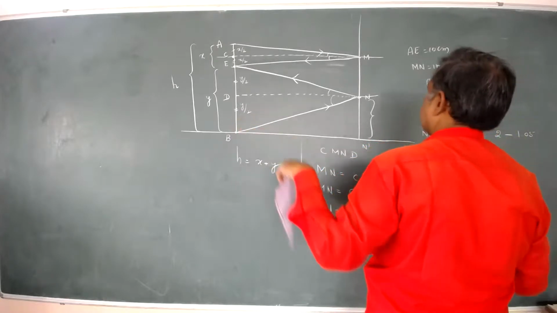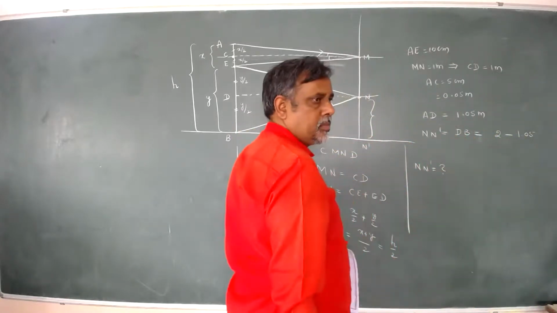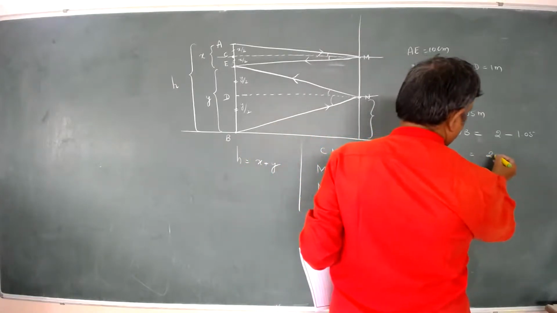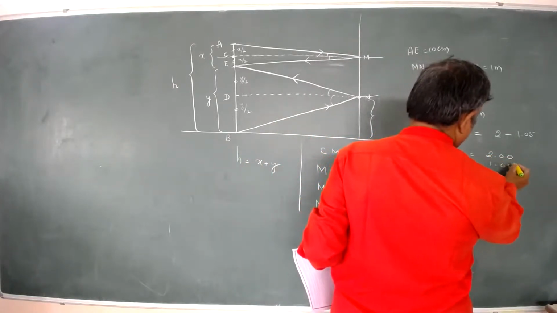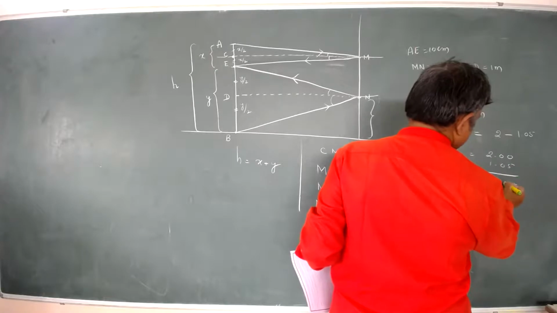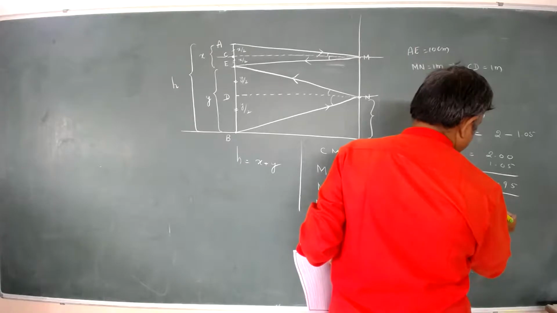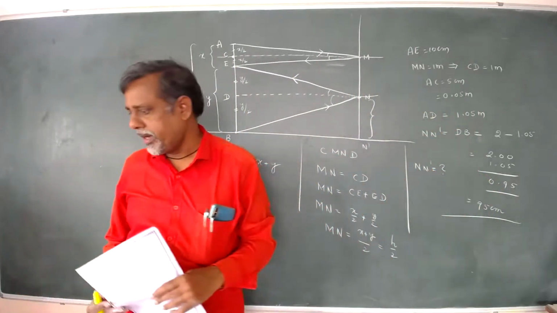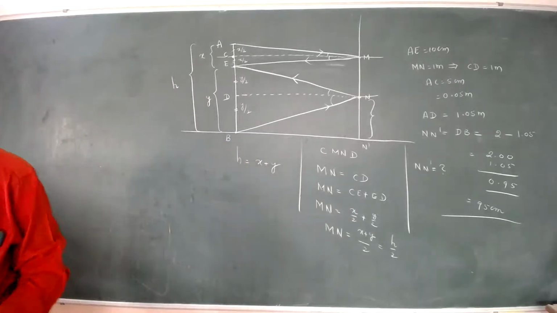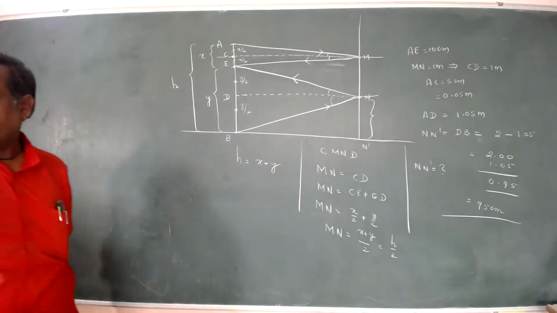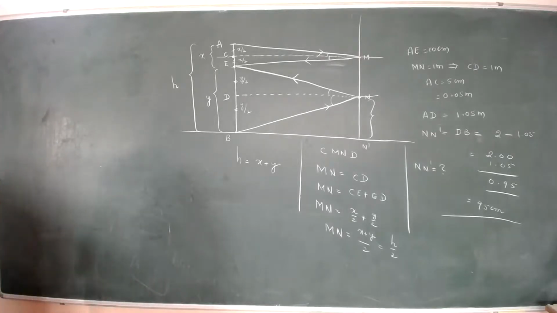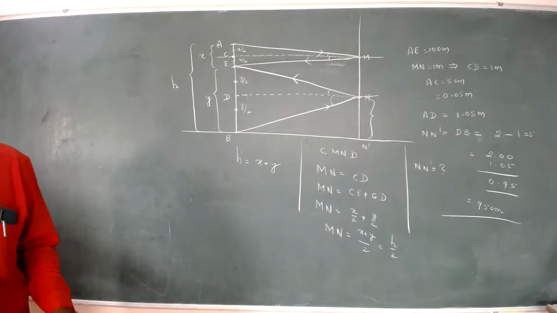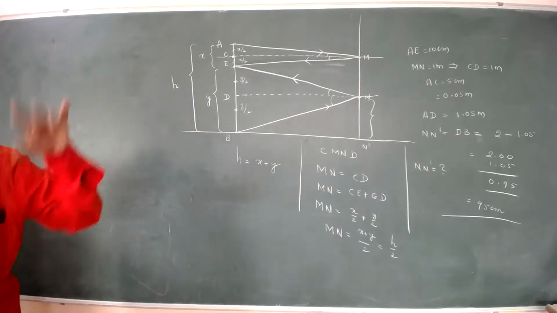1.05. Got it? So 2.00 minus 1.05 is 0.95 meter, which is nothing but 95 centimeters. So the lower edge of the mirror has to be at a height of 95 centimeters from the ground so that he will be able to see the full image.